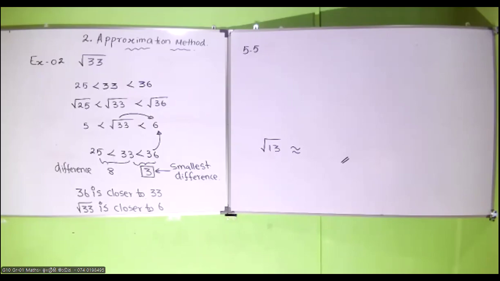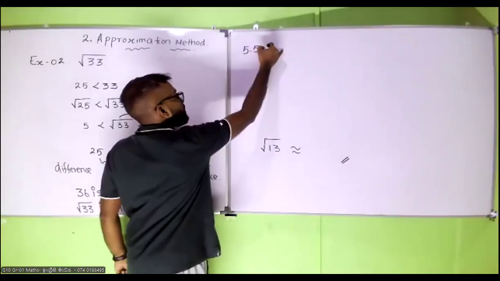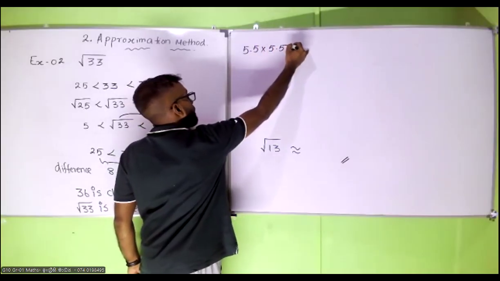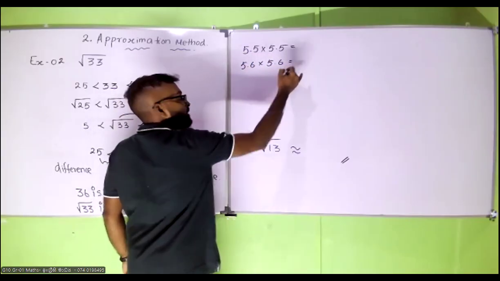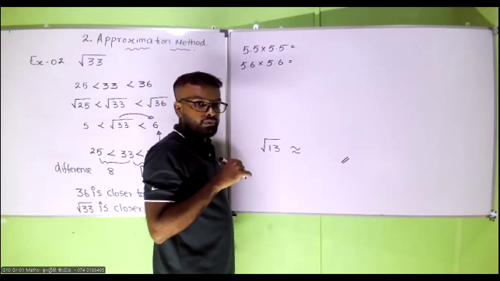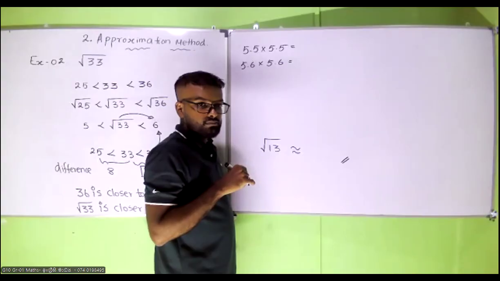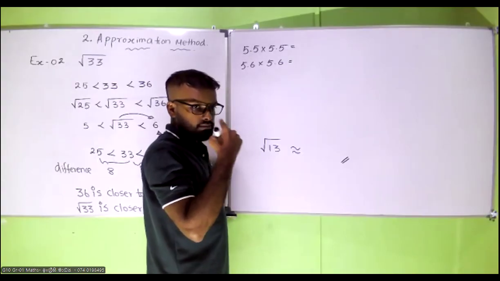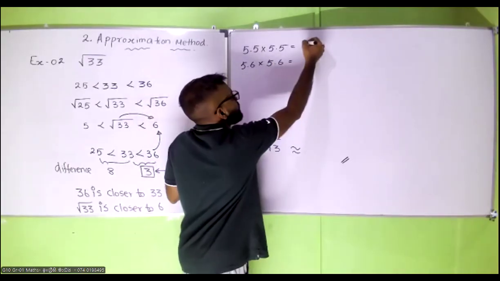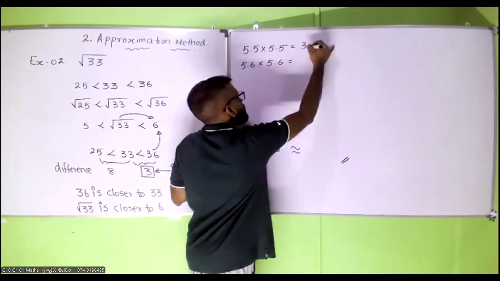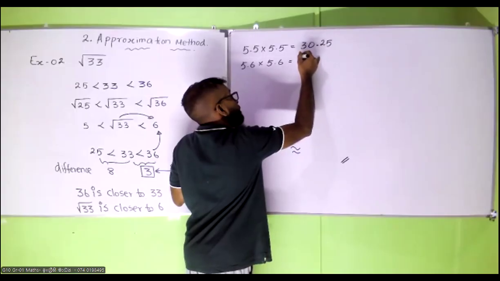Right. Can you please tell me the answer for that? Can anyone tell me 5.5 into 5.5? 5.6 into 5.6. Please tell me. 30.25. Right, this one. 31.36.